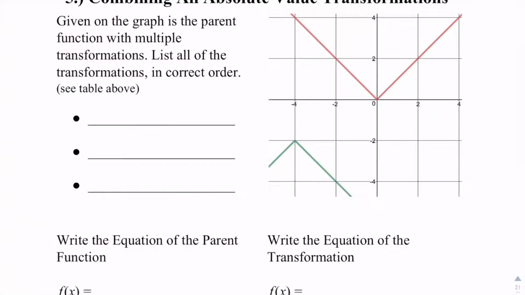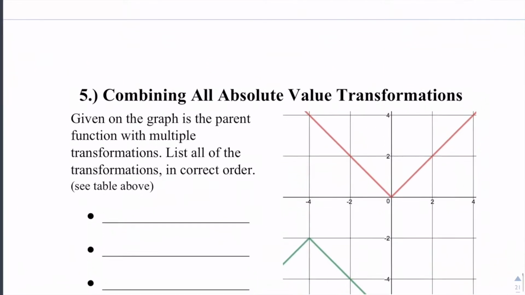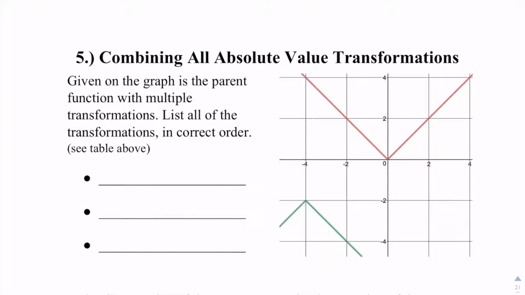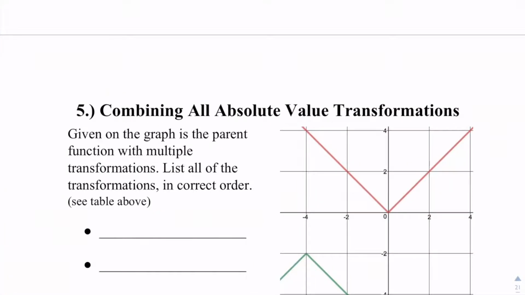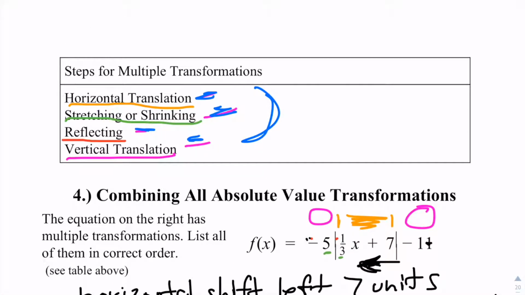So here in Lesson 5 on Tier 3, we are given a graph and its parent functions with multiple transformations. List all the transformations in correct order. Now, one thing I did to be kind of nice is I didn't do any compressions because those are sometimes hard to see on such a small graph. So I'll give you that hint, but you gotta come back up here to the steps of multiple transformations, and you gotta go in order again.